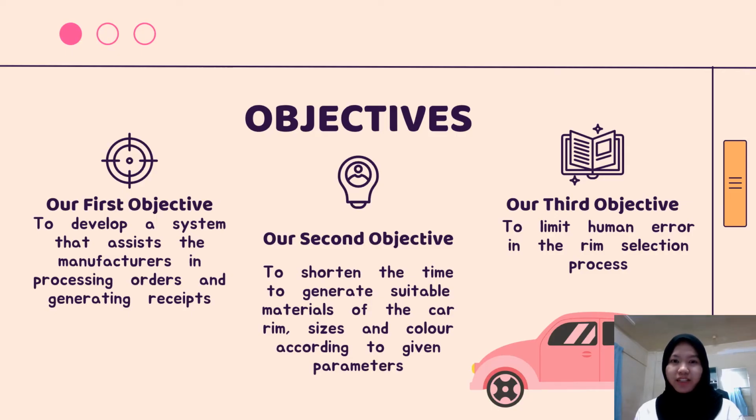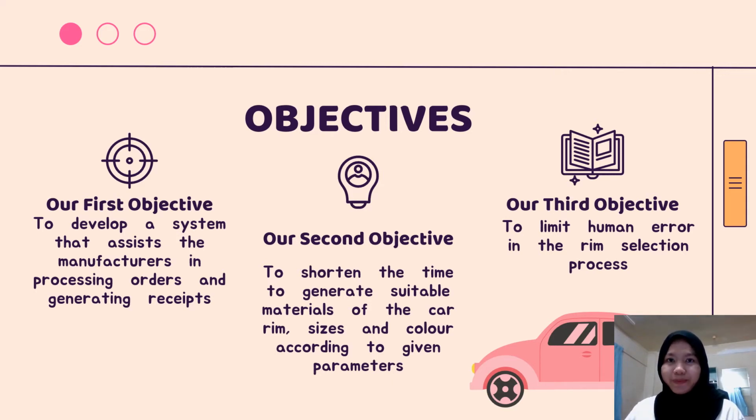There are 3 objectives of this project. First is to develop a system that will assist the manufacturers in processing orders and generating receipt. The second objective is to shorten the time to generate suitable material of the car rim, sizes, and color according to the given parameter. And the third objective for this project is to limit human error in the rim selection process.